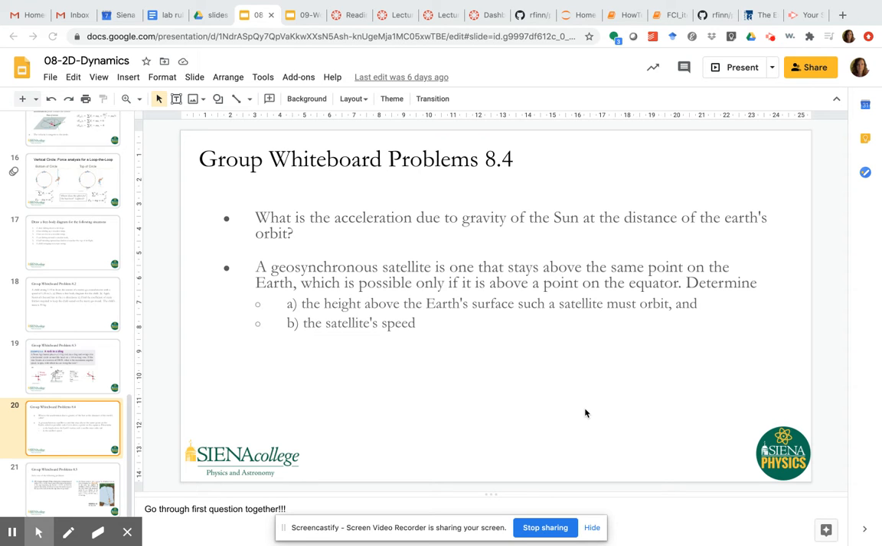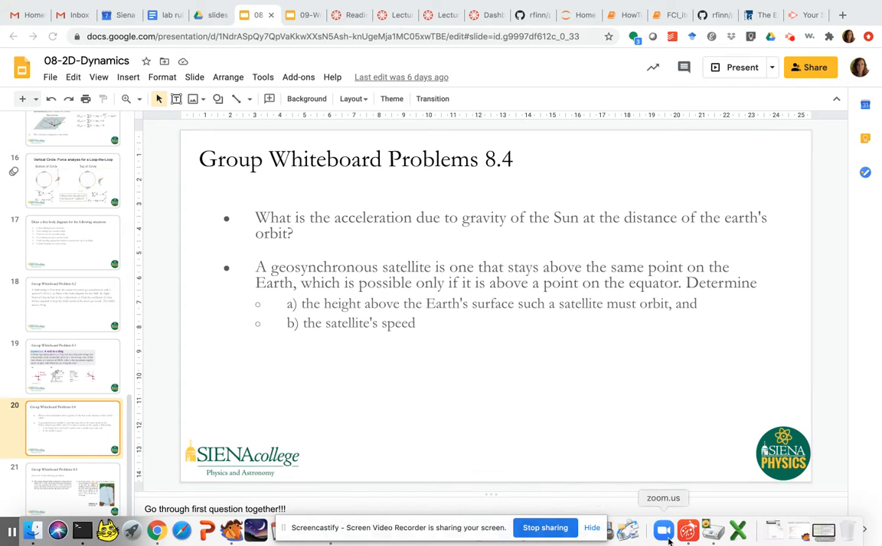Okay, we're going to do a couple of example problems here on gravity. So the first one, find the acceleration due to gravity of the sun at the distance of the Earth's orbit. That's number one. And then we're going to look at a geosynchronous satellite. So let's do the first one first.